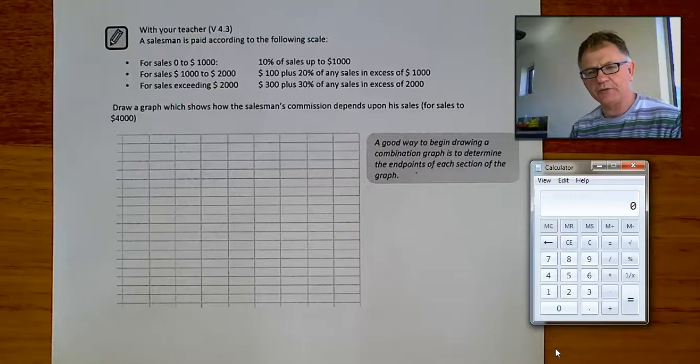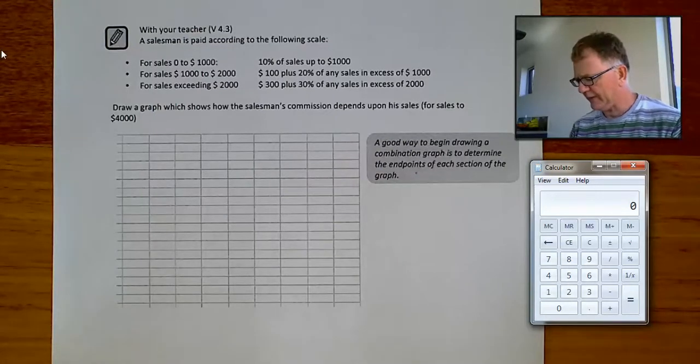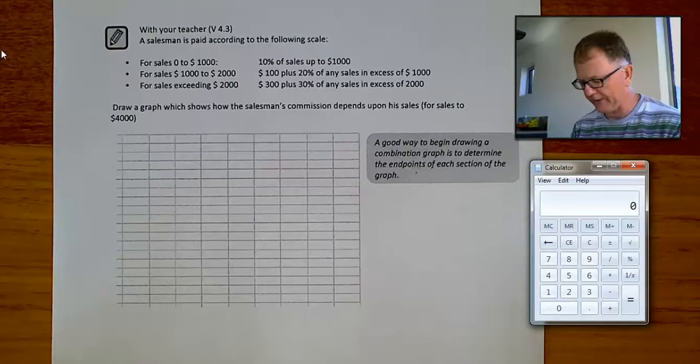We're going to draw what's called a combination graph, and this example is about the amount of commission or pay that a salesman will get for selling different numbers of goods. We're going to have to draw a graph.